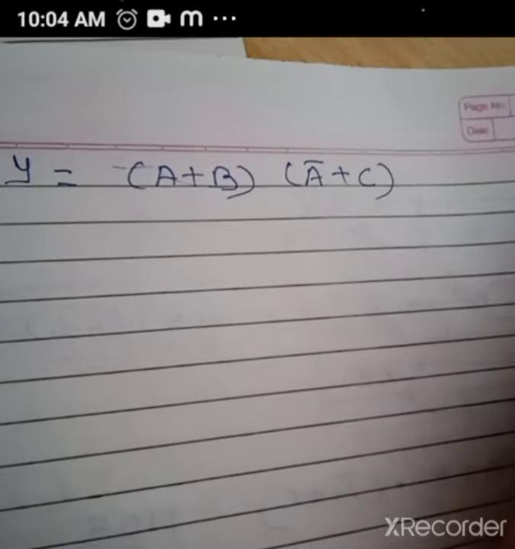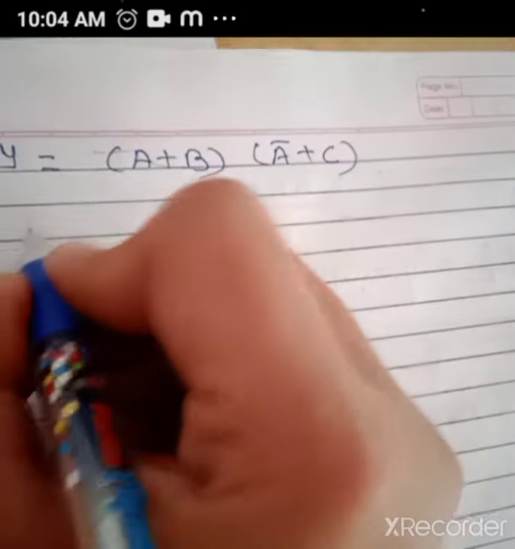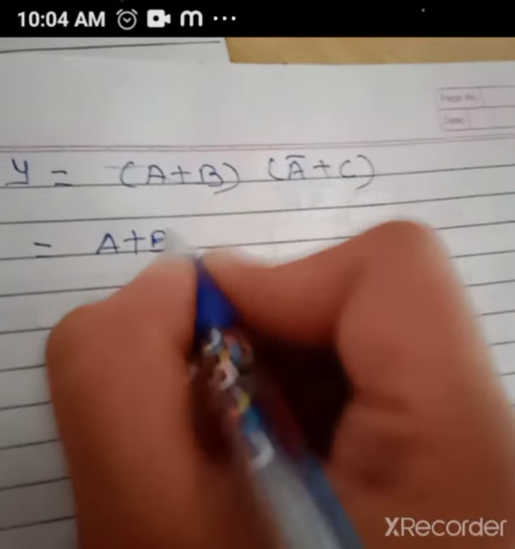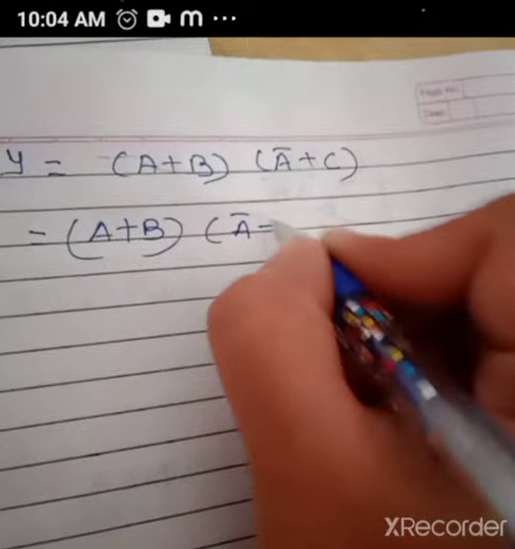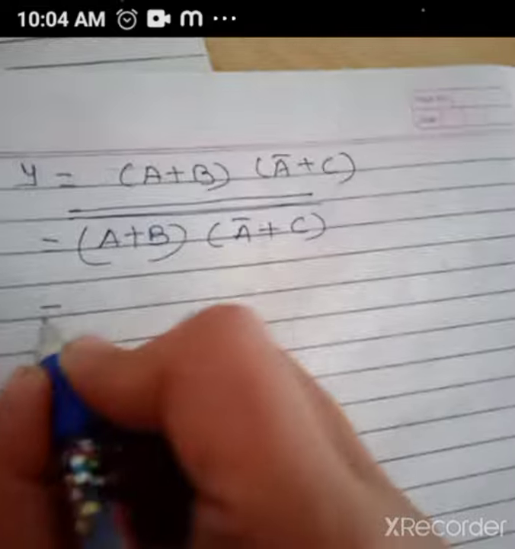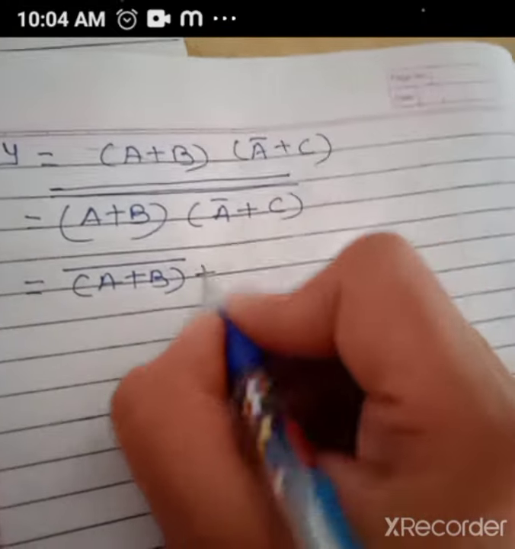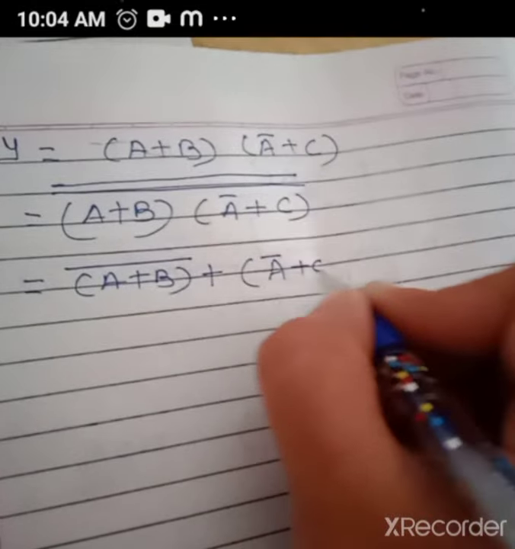Now we'll see the next equation. Y equals (a plus b) (a bar plus c), and implement the given equation using NAND gates. It means it contains only dots and bars. So (a plus b)(a bar plus c), double bar. Separate this bar: (a plus b) bar plus (a bar plus c) bar.